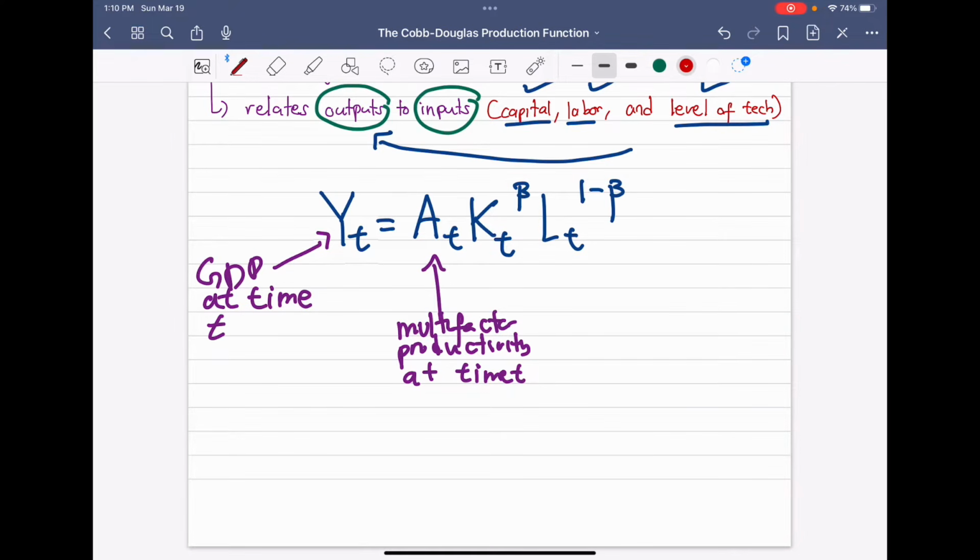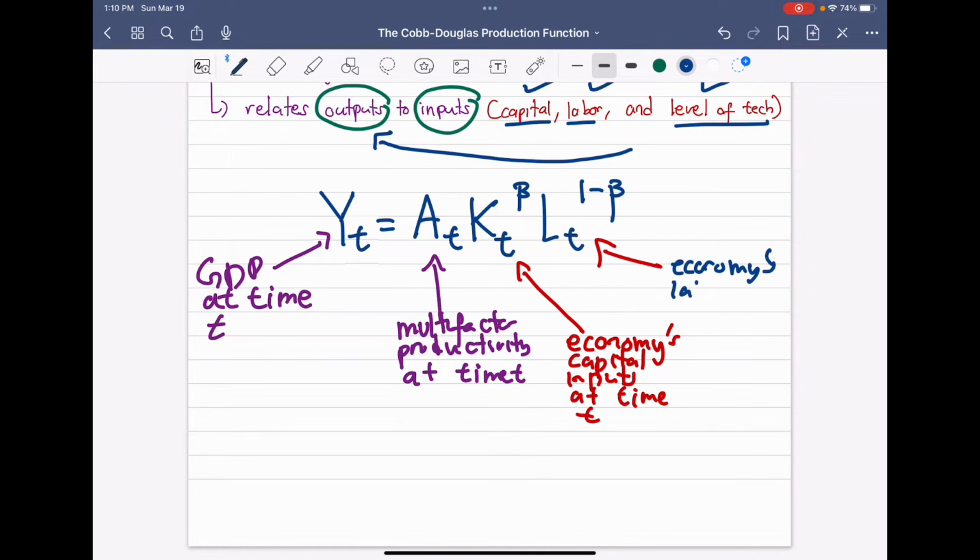Next is K_t. K_t is the economy's capital inputs at time t. And L_t is simply the economy's labor input. I'm just going to use another color. Economy's labor input. Don't forget, at time t. So we can sort of get the intuition here.